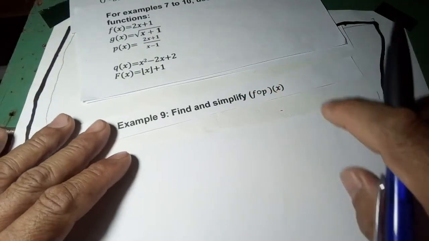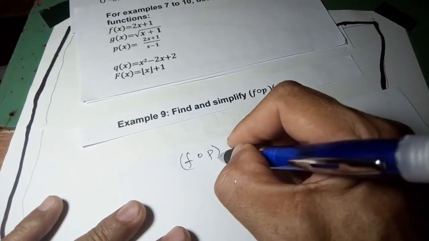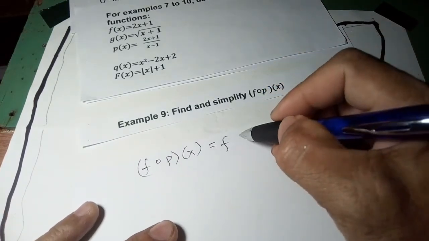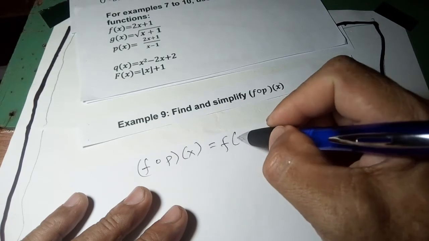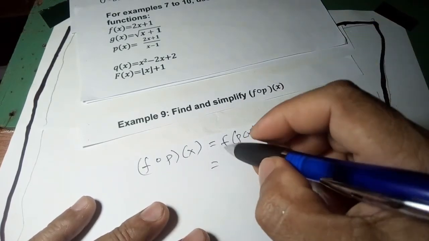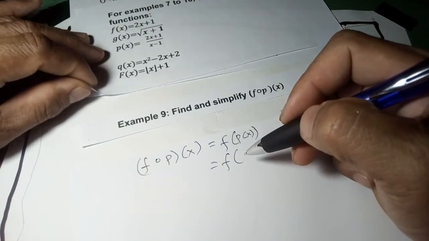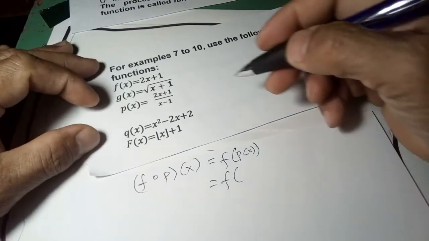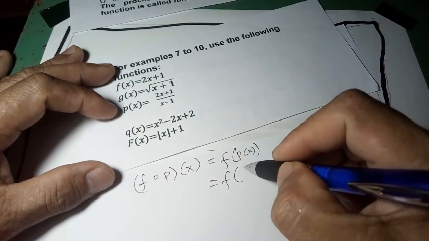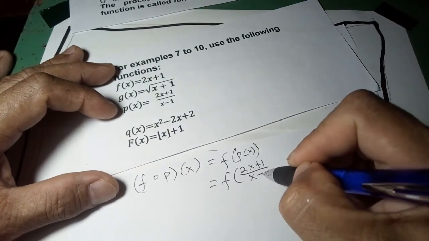Function given, simplify. f circle p of x, this becomes f of p of x. Our inner function is p of x. In our given, we have here p of x, 2x plus 1 over x minus 1. So this is 2x plus 1 over x minus 1.